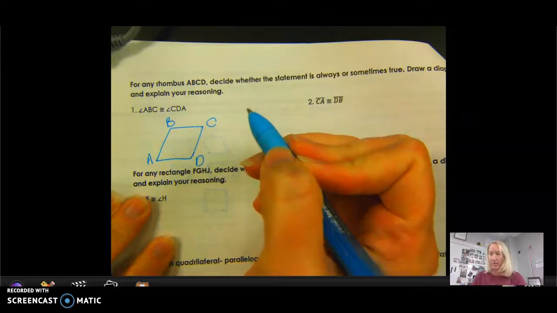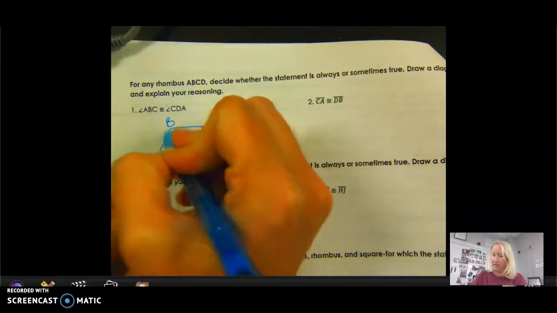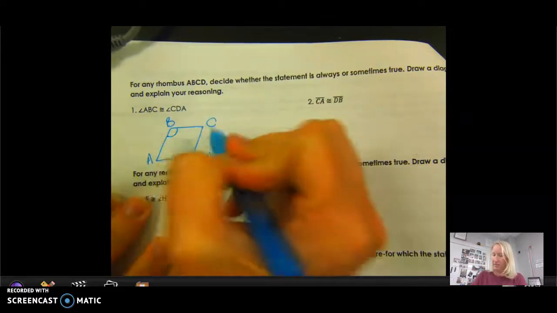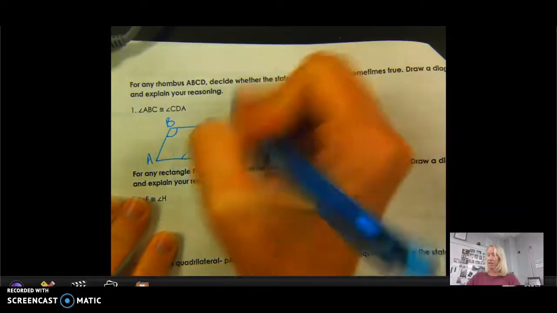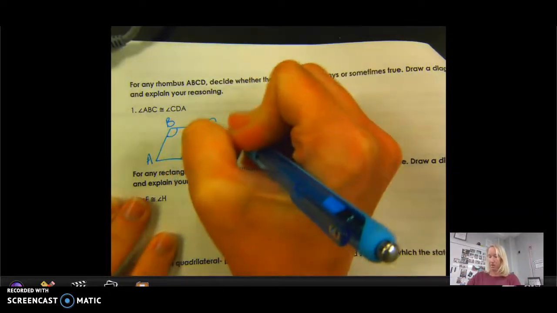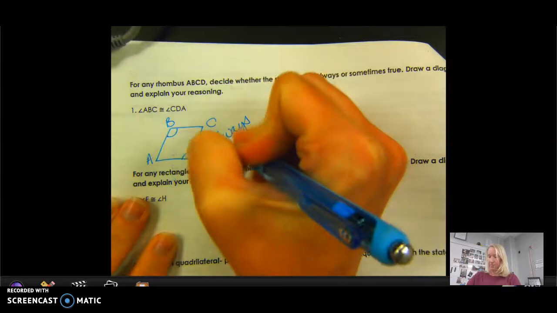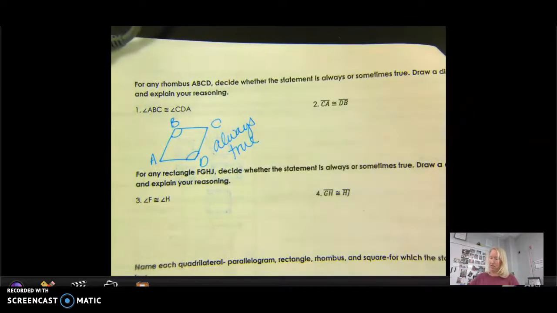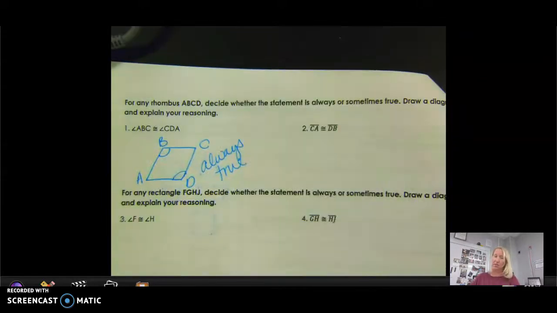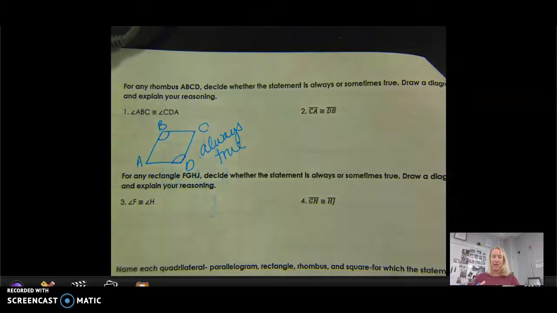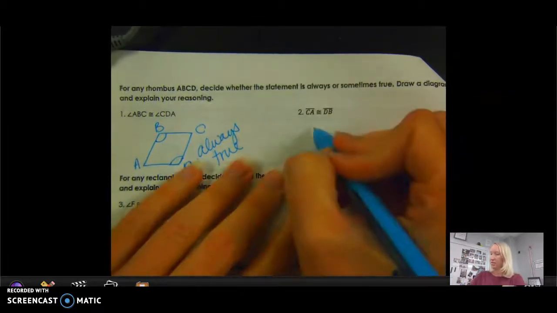It could be drawn to scale, it may not be, but they're saying that the angle A to B to C, so this angle, is congruent to C to D to A, that angle. And so that is always true, because that is the definition of a parallelogram. The opposite angles are congruent. And a rhombus is a type of parallelogram. All right, next one, draw a rhombus again.